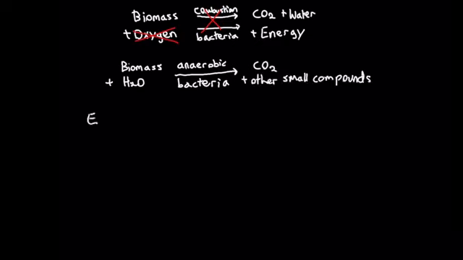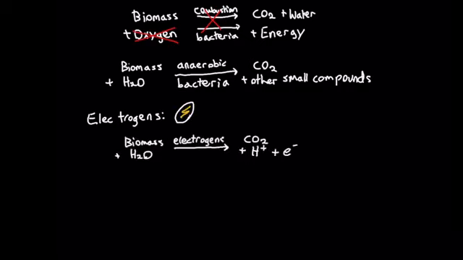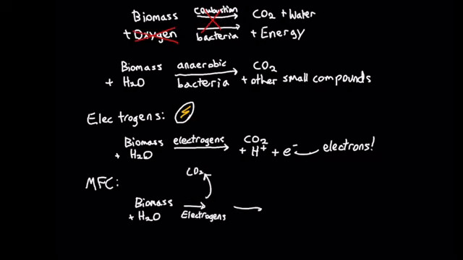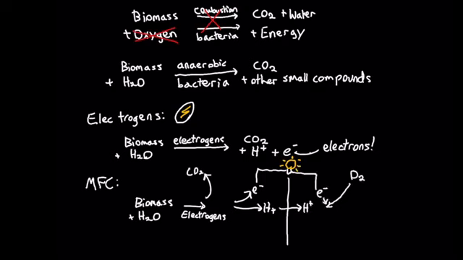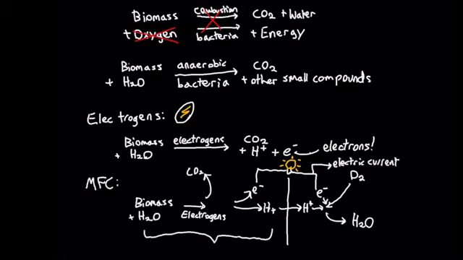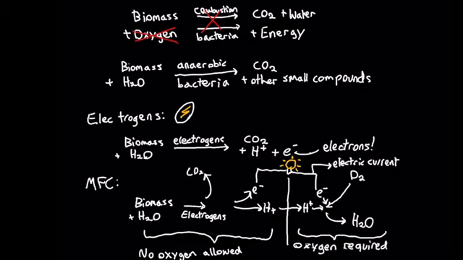Some anaerobic bacteria, called electrogens, can break down biomass and produce carbon dioxide, hydrogen ions, and electrons. In a microbial fuel cell, these electrons can be harnessed to make electricity. In order to generate an electric current and complete the reaction, the hydrogen ions and electrons combine with oxygen in a separated area to form water. Oxygen must be kept separate from the bacteria region so that it cannot harm the bacteria or combine with the hydrogen ions and electrons without them entering the circuit.